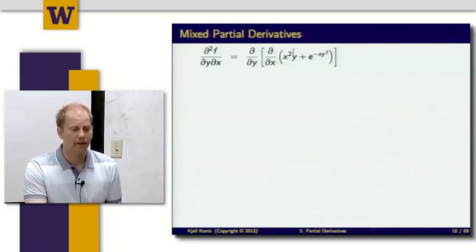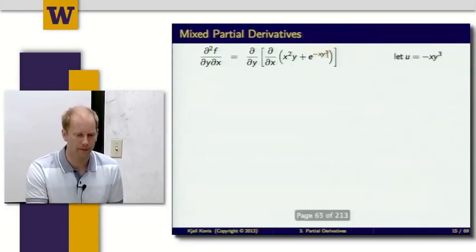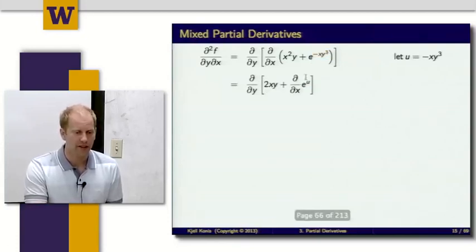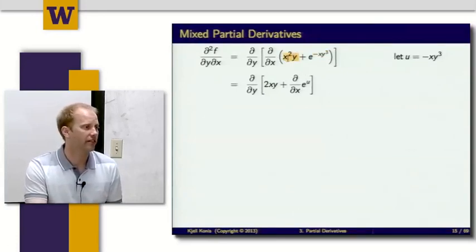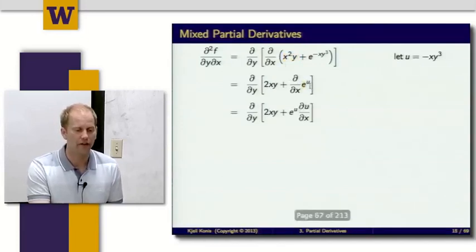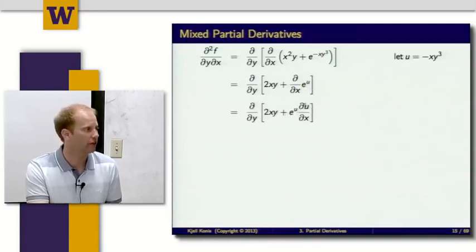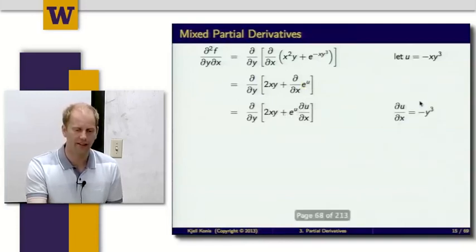So again, the first term is going to be pretty easy to do, so we'll just do that. Second term, I'm going to make my u substitution so I can see myself using the chain rule. So I'll let u equal minus xy cubed again. So the first part, I'm treating y as a constant and then taking the derivative of x squared. So power rule just says that's going to be 2x and then times y. And then I need to take the derivative with respect to x of e to the u. So by the chain rule, that's going to be e to the u times the partial derivative of u with respect to x, which again I get just by taking the derivative of my substitution.